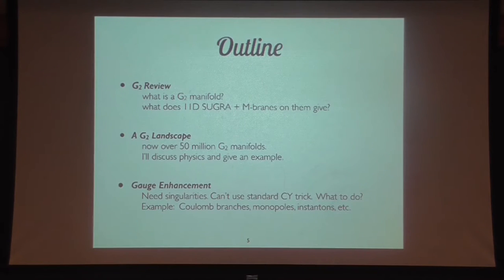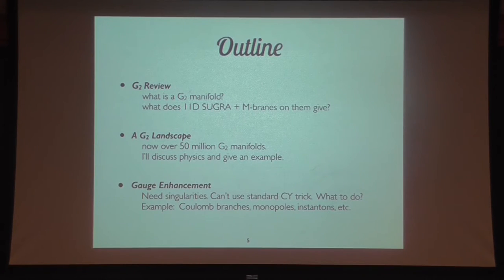Okay, good. So the outline is that I'm just going to review G2 manifolds. The last time I gave this talk, I spent too much time on this section, so I may go a little quicker. I'm going to remind you what 11-dimensional supergravity and M branes, by which I mean M2 and M5, on them give. I'm going to talk about a G2 landscape: given over 50 million examples, M theory on them, what sorts of 4D effective theories do you get, ignoring KK modes? I'll discuss the physics and give a concrete example. And then I'll talk about gauge enhancement.